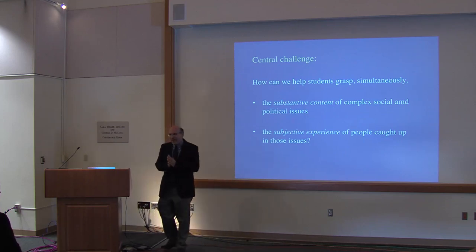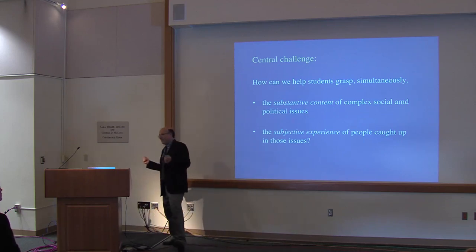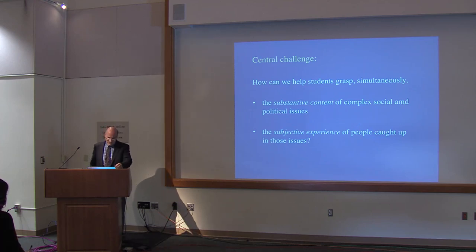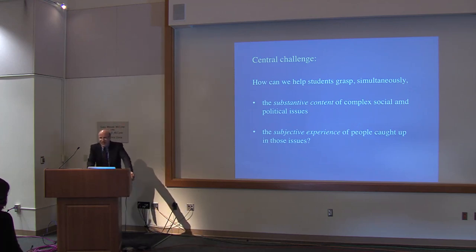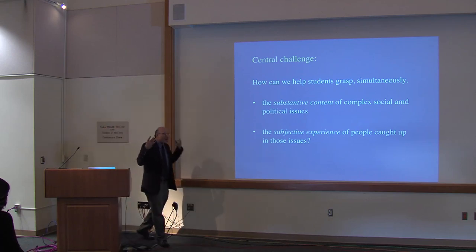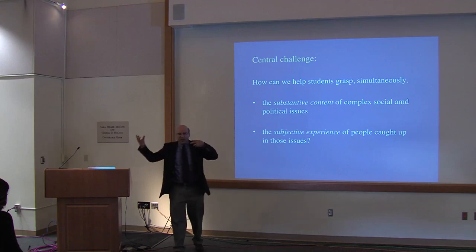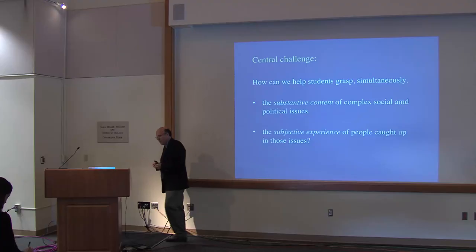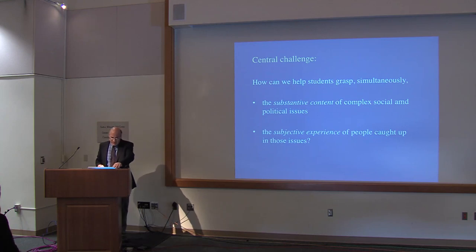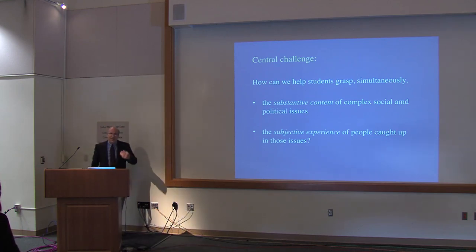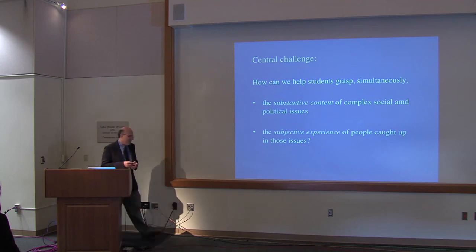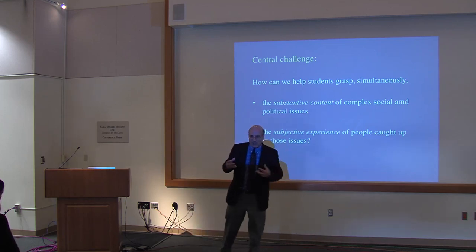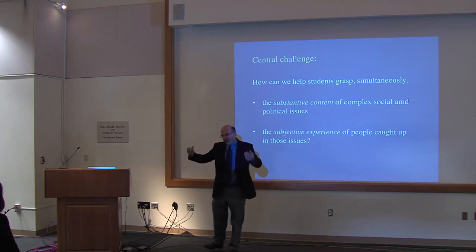As I have outlined up here, the main challenge that I'm setting out for today is helping students grasp simultaneously the substantive content of social and political issues. That is to say, having them make sure they understand the rational dimensions of those issues, the merits of the various arguments for and against certain propositions, how and why decision makers make the choices that they make. But at the same time, also getting some understanding of the subjective experience of people who are caught up in those issues, the emotional investments that people have in those issues, the extra rational or psychological motivations that push them in certain directions.